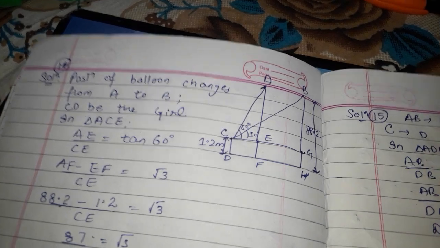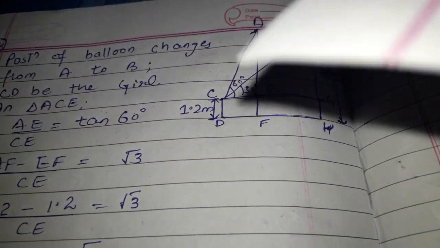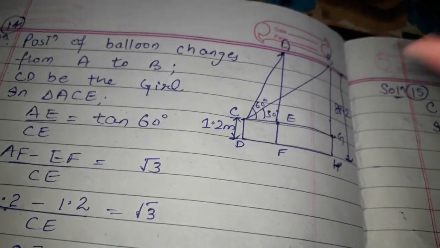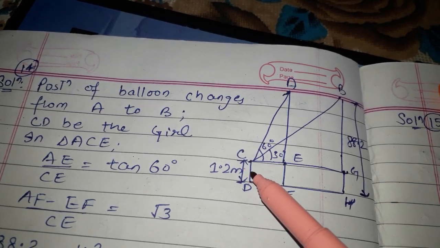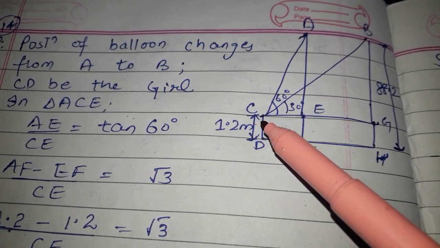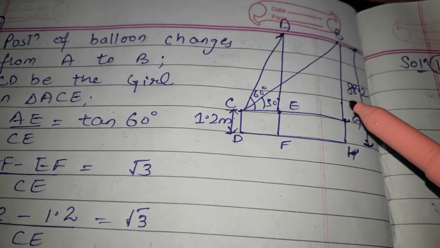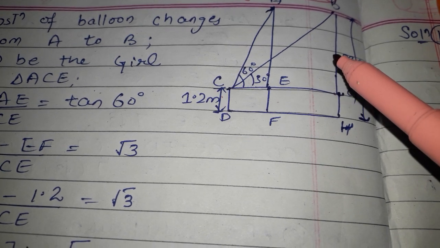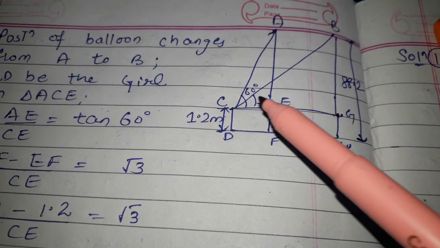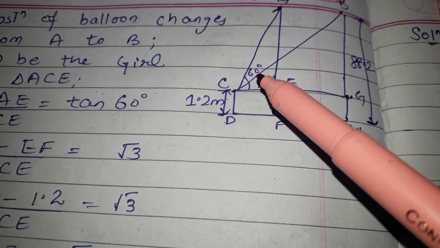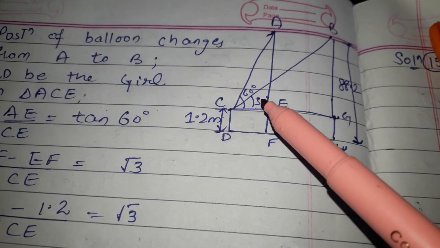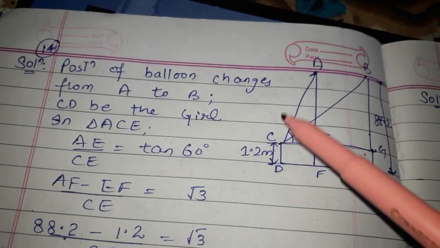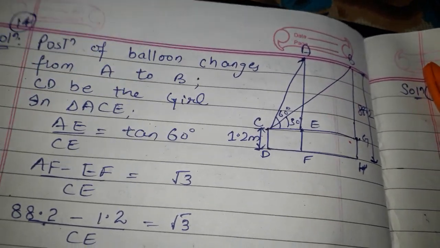Okay, then next question, 14th question. The statement of the 14th question is: a 2.5 meter tall girl spots a balloon moving with the wind in a horizontal line at a height of 88.2 meter from the ground. The angle of elevation of the balloon from the eyes of the girl at any instant is 60 degree. After some time, the angle of elevation reduces to 30 degree. We have to find the distance travelled by the balloon. The position of the balloon changes from A to B.